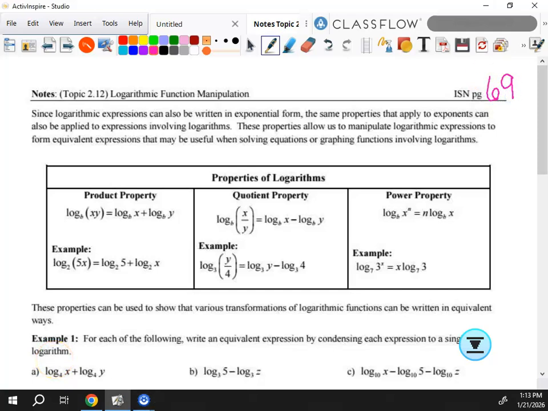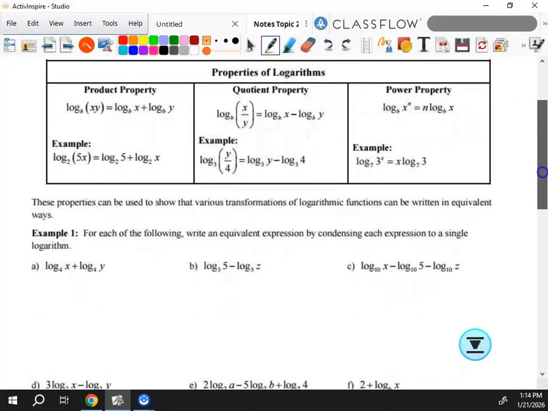Okay, so like a broken record here, since logarithmic expressions can also be written in exponential form, the same properties that apply to exponents can be applied to expressions involving logs. So if you don't know by now that logs and exponentials are tied together, you really haven't been paying attention. These properties will allow us to manipulate these expressions or the functions themselves to be able to solve them or do other things. The words that come up a lot are equivalent expressions, where they look completely different, but they would graph the same thing. That's a big thing for us. All right, so this is a review of some of the properties and the way we get to manipulate them.